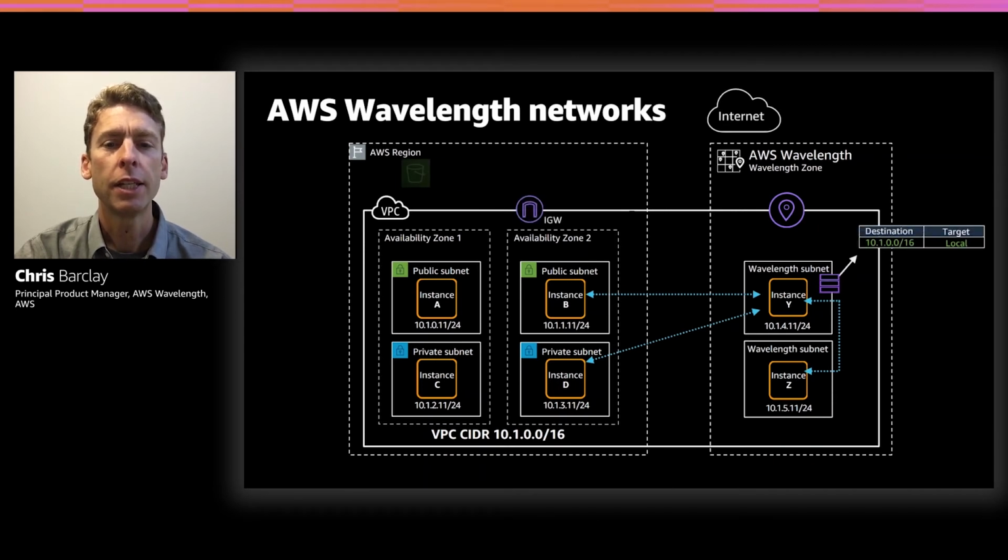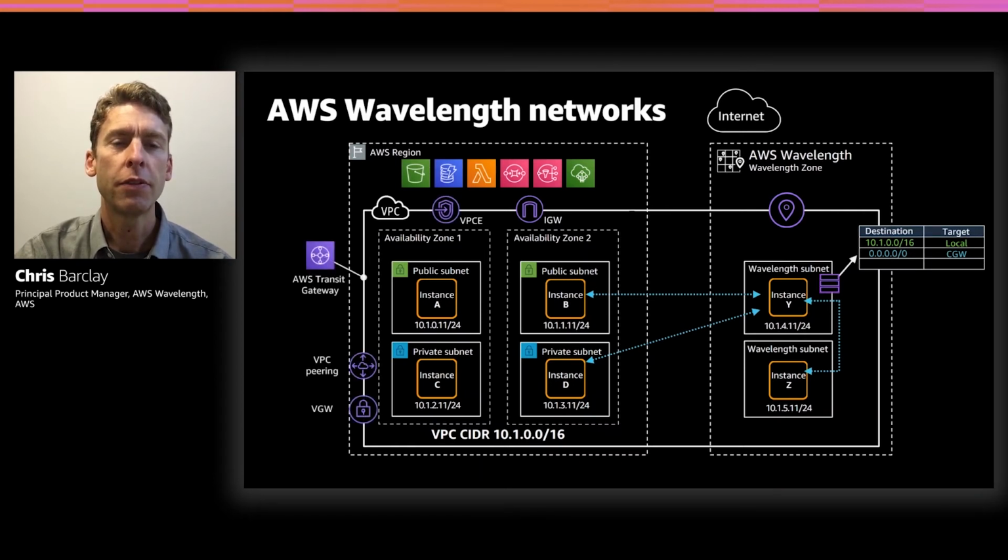Existing concepts like transit gateways and VPC peering continue to work, and you can use endpoints for services like S3. With Wavelength, we've introduced a carrier gateway to route the traffic between the Wavelength Zone and the carrier network in a specific location, as well as outbound traffic to the internet.